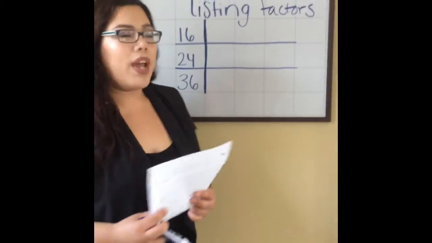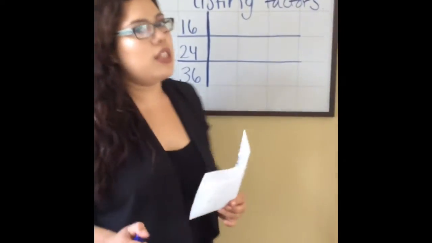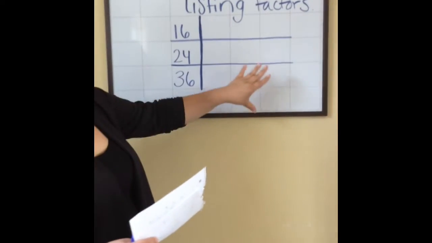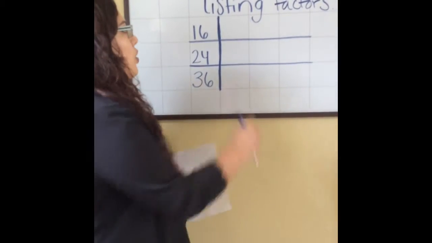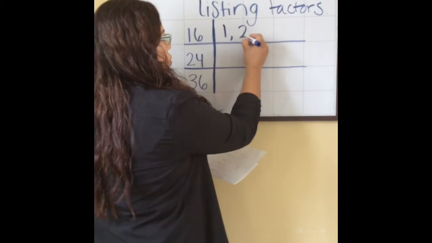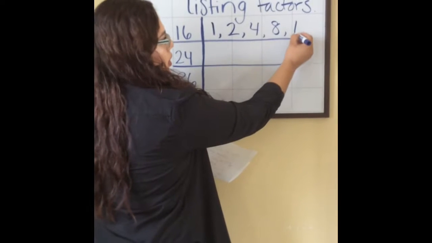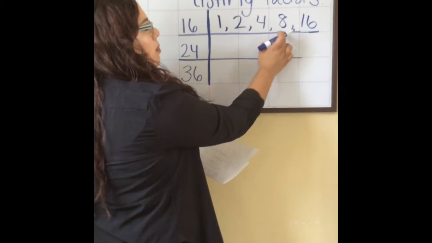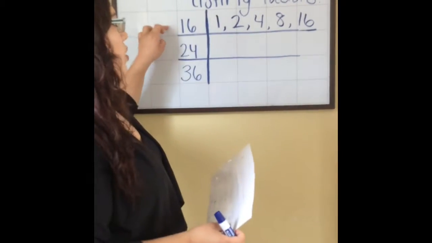Okay, so my second way is listing the factors to find the GCD of 16, 24, and 36. So we're going to arrange them in this form, and we're going to list the factors of each number. So 16 would be 1, 2, 4, 8, and 16, because 1 times 16 is 16, 2 times 8 is 16, and 4 times 4 is 16. So those are the factors of 16.